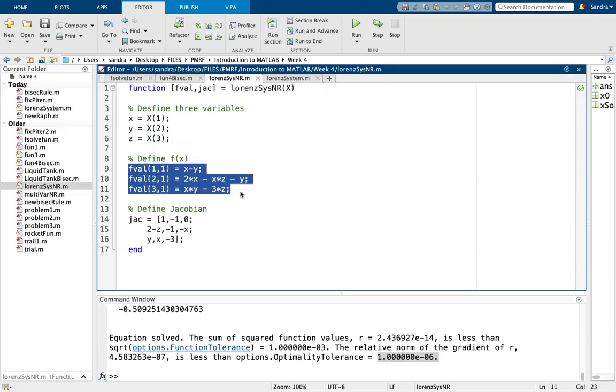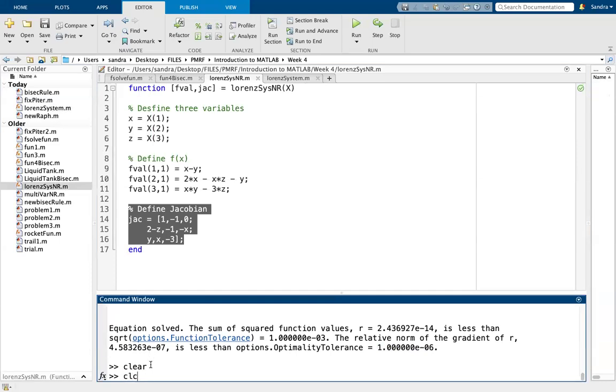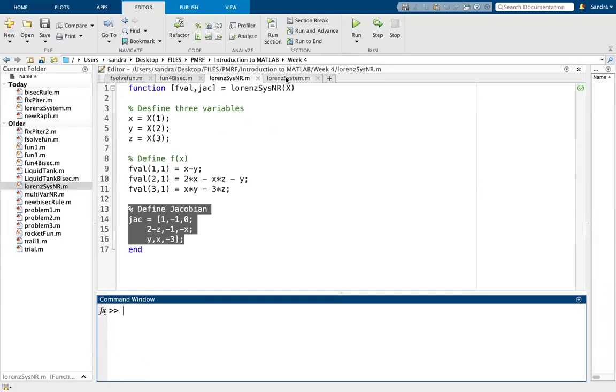Function values are written as a column. Now the Jacobian has to be written as a matrix. The first row is 1, minus 1, 0. Second row is 2 minus z, minus 1, minus x. And the third row is y, x and minus 3. Just like what you solved it in the PPT. Okay, so this is the Jacobian matrix. So if you have an x, y, z value, you will be getting a numerical data for this. Okay, I'll show that. So now how do you run this?